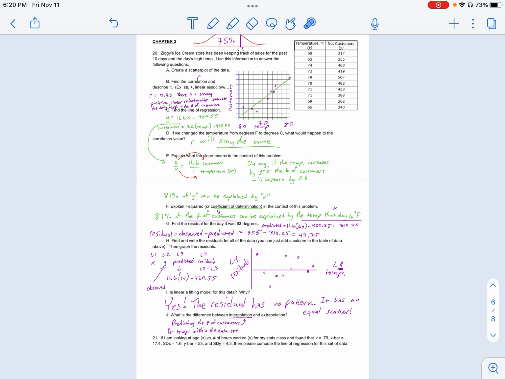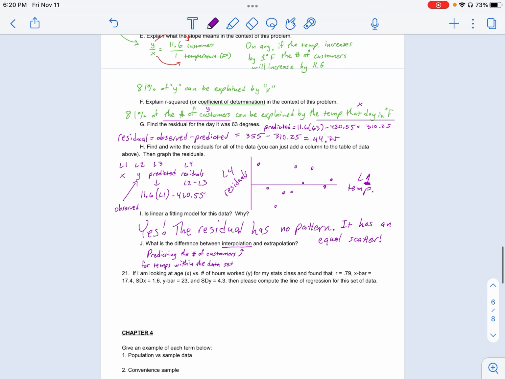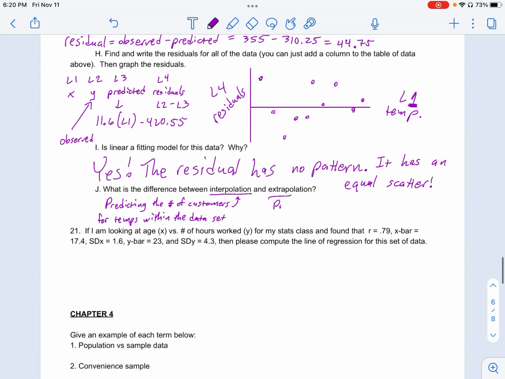So that would be using this equation to make predictions in this region right in here. That's interpolation, predicting inside the data set. Extrapolation is the opposite. It's predicting the number of customers for temperatures, for temps outside the data set.